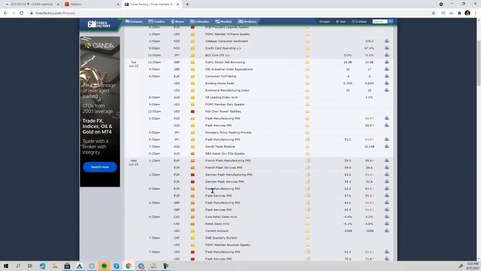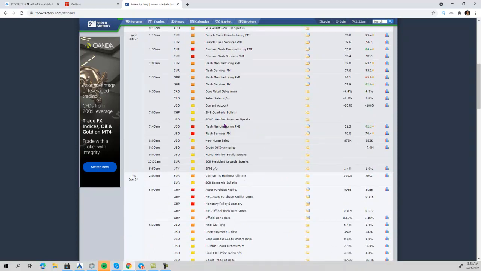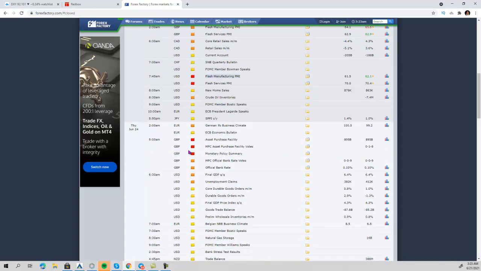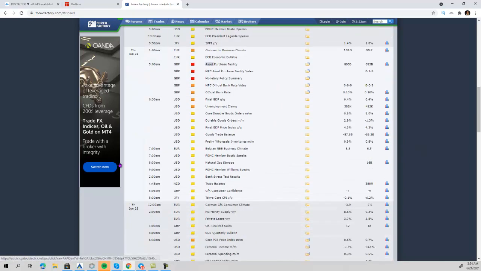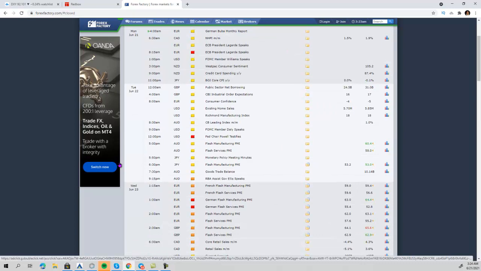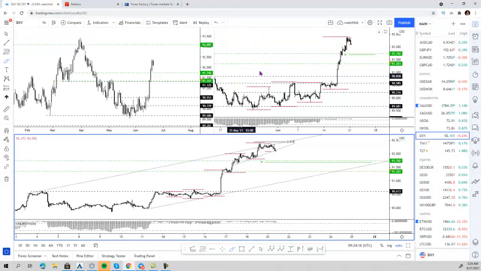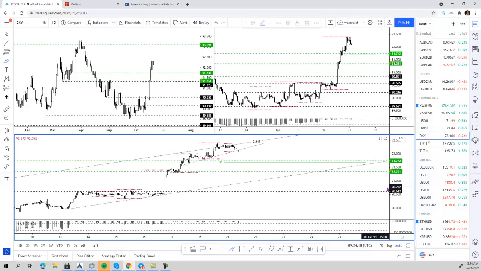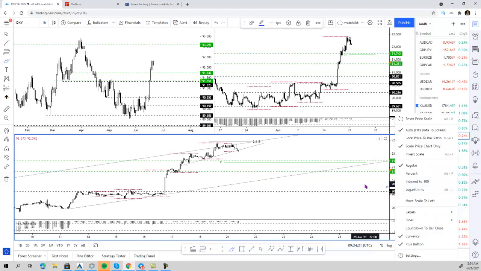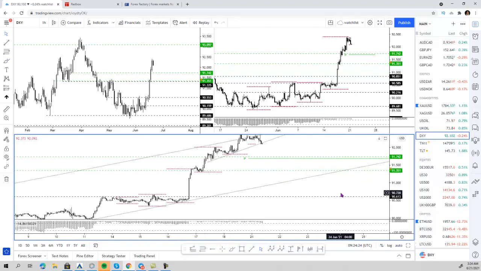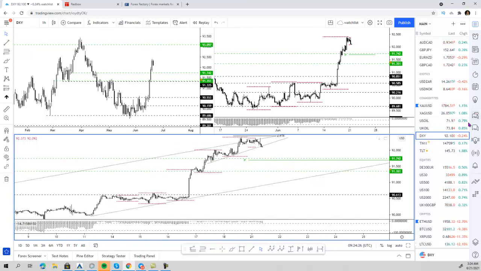We do have the German flash manufacturing PMI and the flash manufacturing PMI from the US, and we do have the monetary policy statement and the QE pace decision from the Bank of England. That's about it for me. There's really nothing that I am looking forward to on that side. So as you can see, the DXY continues to move down. We are going to look for some US dollar sales in the very short term.